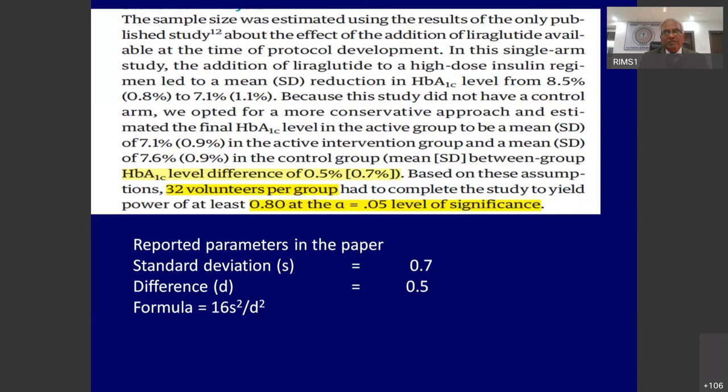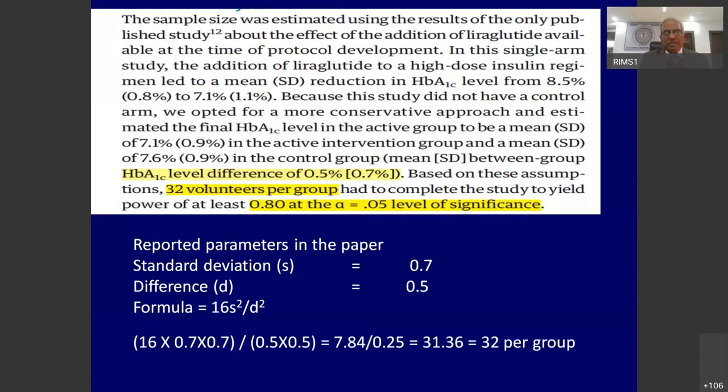Now, can you apply the formula and calculate sample size, please? Then we will see whether you have got it right or not. It comes to 31.36 as a calculation. Obviously you can't have half a person, so you will say 32 per group, right? That's right. 16 into 0.7 into 0.7 divided by 0.5 into 0.5 takes you to 31.36, which means you will round it up to 32 per group. And you see, in the study also, they had taken 32 per group.